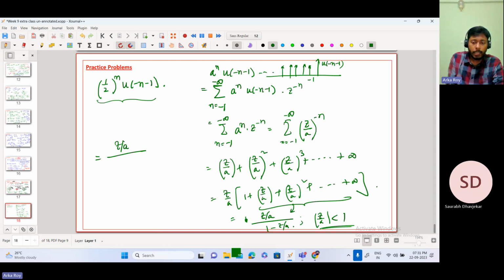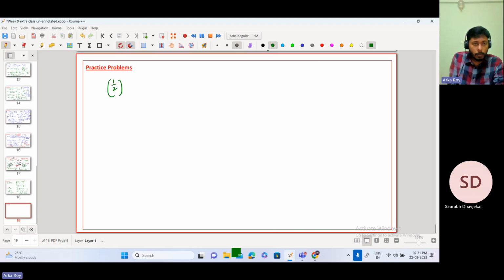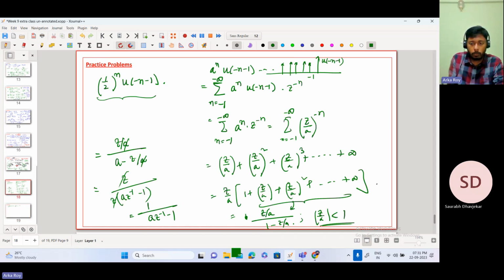So your summation output will be z by a, then a minus z divided by a. I can just cancel it out, and then z. If I take z inverse, it will be z out and az inverse minus 1, that means 1 by az inverse minus 1. Okay, so let me take the next page. a to the power n u of minus n minus 1 has this particular form, that is 1 by az inverse minus 1, and mind it, mod z, that is what we have seen.